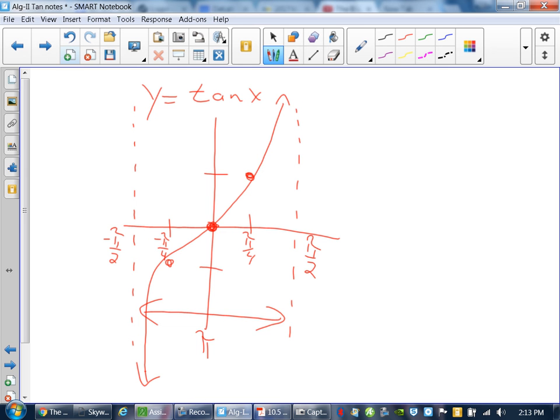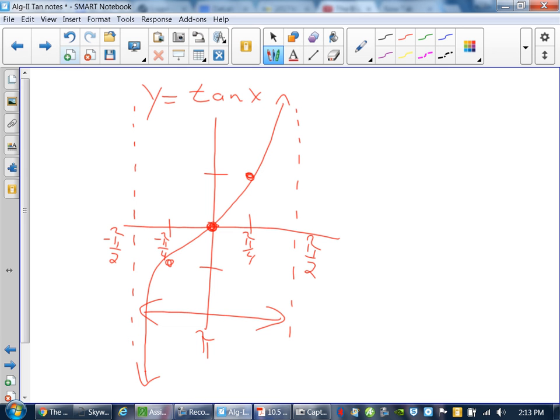We don't have to worry about going to 2 pi with this and just show a little half here and then the rest of it in the middle and then a full one in the middle. We just worry about one section of it. So we're only going to look at, in this case, one period of tangent.